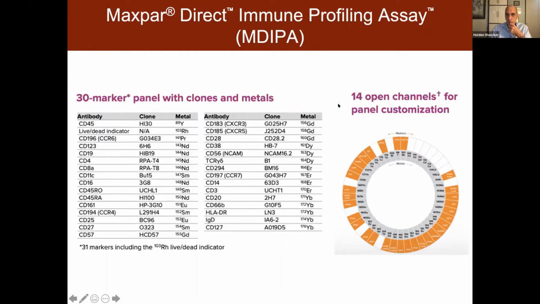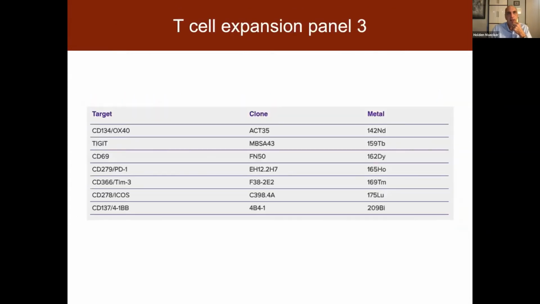They tell you there are 14 open channels, but really 7 of those channels are these cadmiums that are not particularly useful for most of the immunophenotyping markers. In fact, they don't sell them for purposes other than live cell barcoding. So in effect, it's really 7 open channels, and Fluidigm has a default expansion panel of 7 markers that we will be adopting, which adds a lot of interesting markers for immuno-oncology, including exhaustion and co-stimulatory markers.